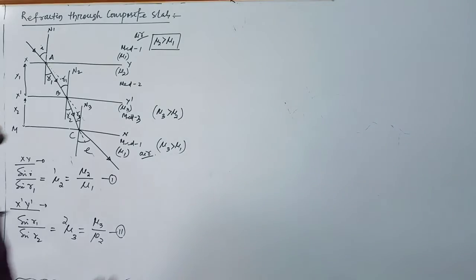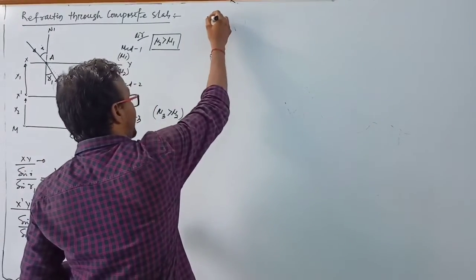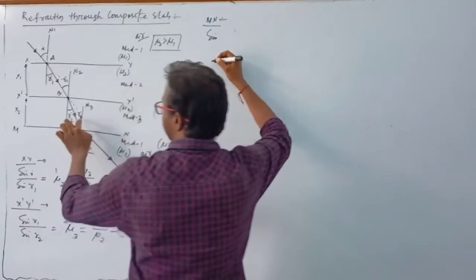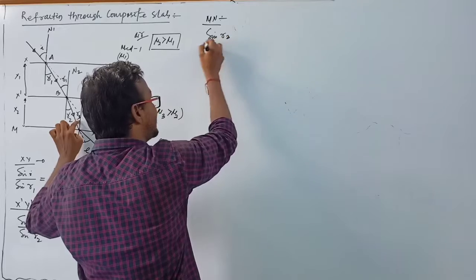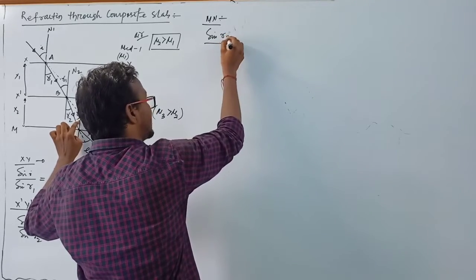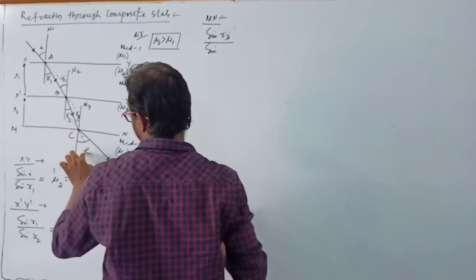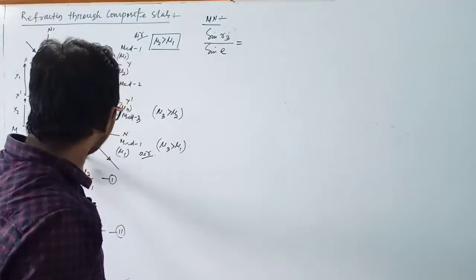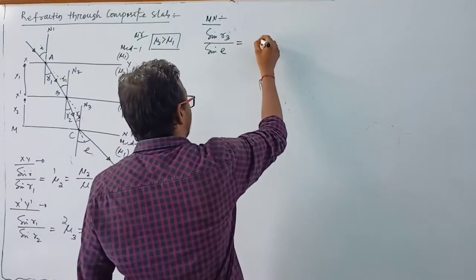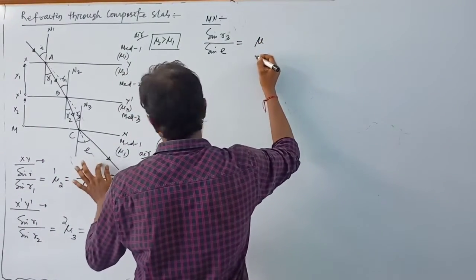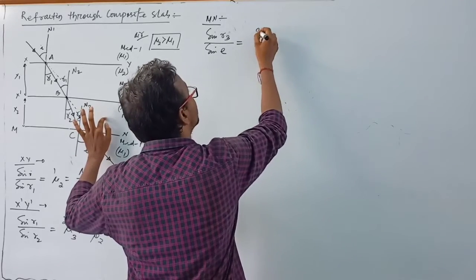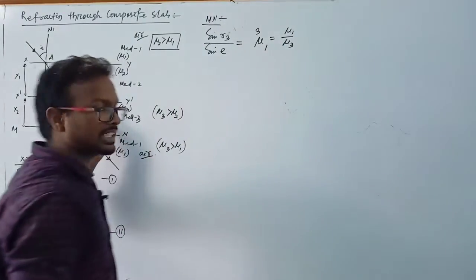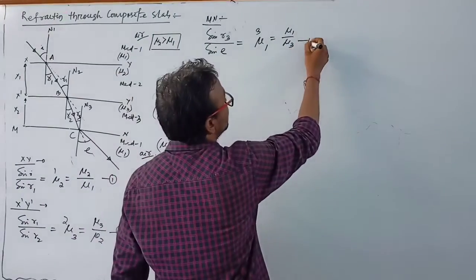Similarly, for interface MN, if we use Snell's law, sine of the angle of incidence, this angle is R3, so sine R3 divided by sine of the angle of refraction, here E, equals the refractive index of the second medium, here 1, with respect to the first medium, here 3, so you can write mu1 by mu3. Clear? This is equation number 3.